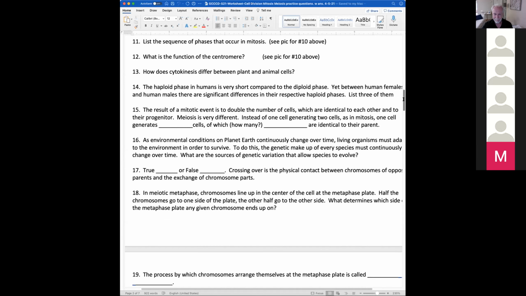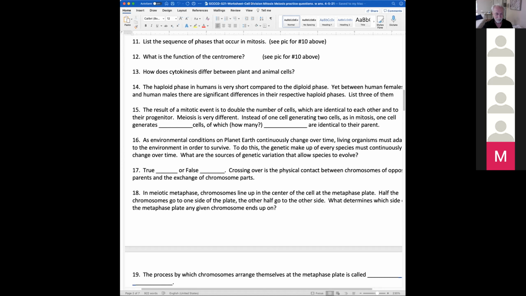Women are born with lots of eggs. Males are born without sperm yet. Yeah, that's a big difference. Females are born with lots of products of meiosis. Males have none until they reach puberty.